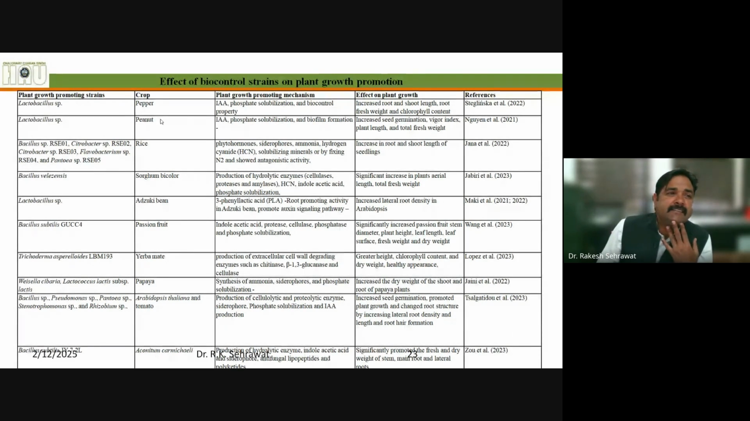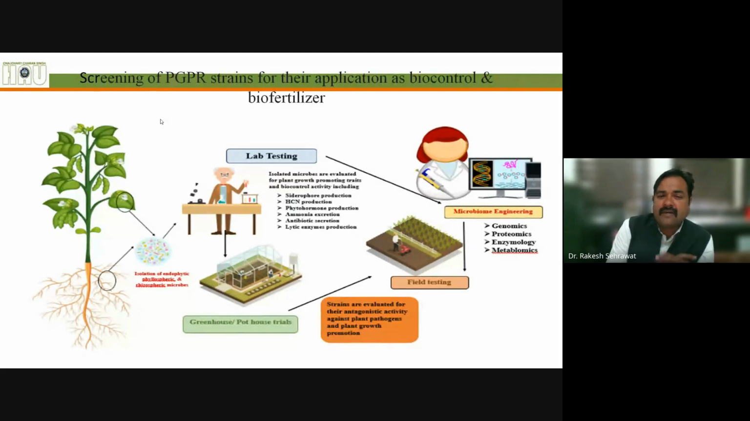Then these are the microorganisms which are actually working as plant growth promoting strains. By secretion of plant growth hormones, they are increasing the plant growth, and ultimately the plant vigor will save the plant itself from different diseases and environmental conditions. So this is how overall we are screening the biocontrol agents and the biofertilizers. I think everyone knows that usually we are isolating the endophytic, phyllospheric, and rhizospheric microorganisms.